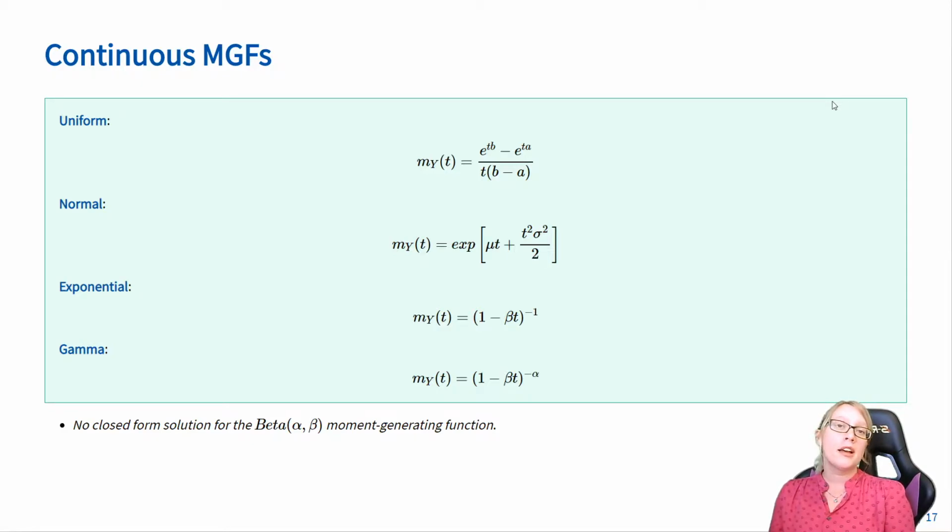The gamma, again, hearkening back to that exponential gamma relationship, has moment generating function 1 minus beta t raised to the negative alpha. There is no closed form solution for the beta moment generating function. So the beta moment generating function is not one that we'll be able to work with in this way. In the next video, we'll see some applications of moment generating functions, specifically toward finding transformations. See you then.